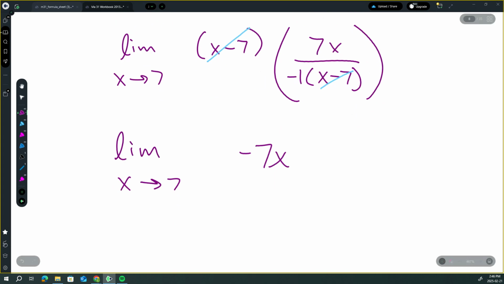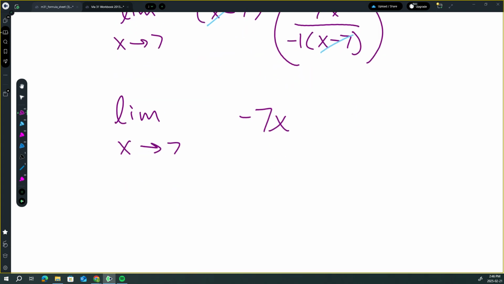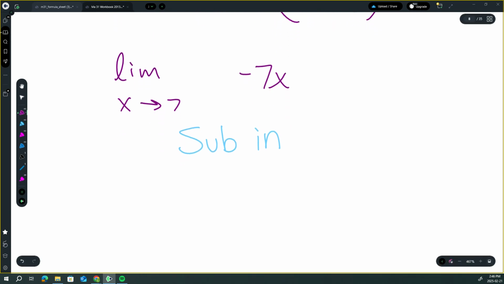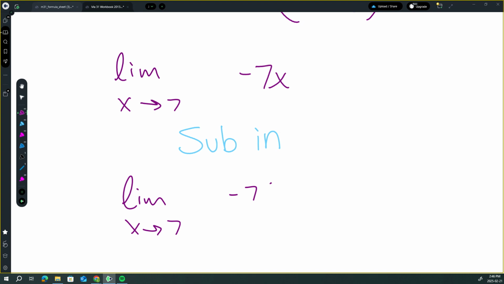Okay, so at this point, now we can substitute in. So we're subbing in x equals 7. That's going to give us -7 times 7, which is equal to -49.